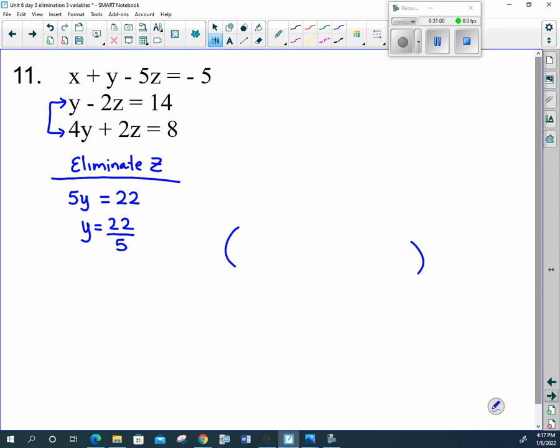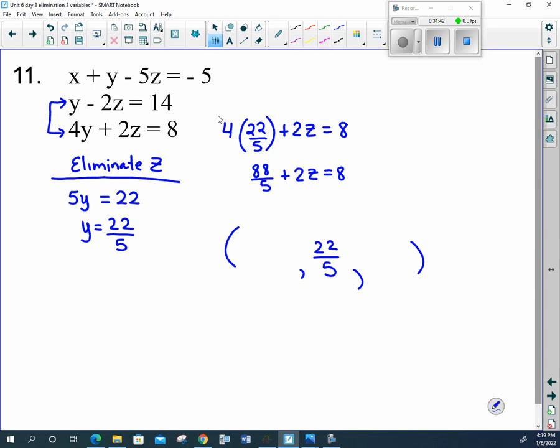So we've got 22 over 5 for y. Now we just got to figure out what x and z are. Okay, so now I need to figure out what my other two variables are. So I'm going to go back to one of my two equations, and I'm going to put my y in, and that will tell me z. So I think I will just put it in, it doesn't matter. I think I'll put it in the bottom equation. So I'm going to go 4 times 22 over 5 plus 2z equals 8. Well, 4 times 22 over 5 is 88 over 5 plus 2z equals 8.